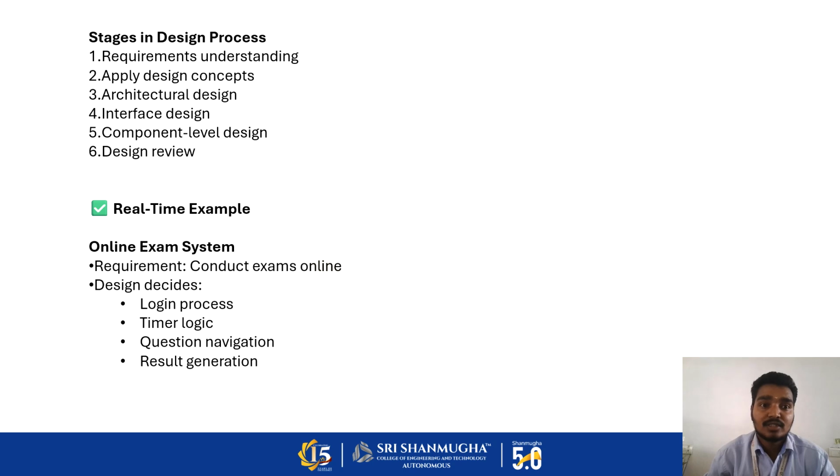So next are the stages in the design process. The first stage is requirement understanding, then applying design concepts, the architectural design, the interface design, the component level design, and the design review. So they connect the requirements to the design process. The sixth stage leads to the application development process.